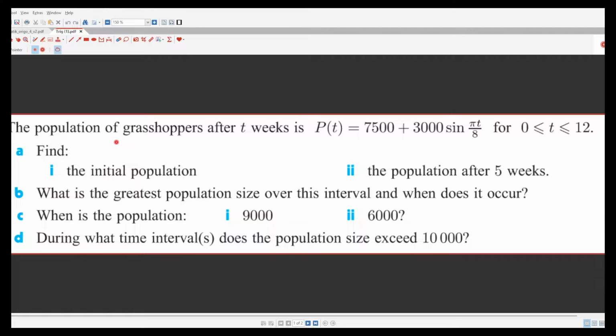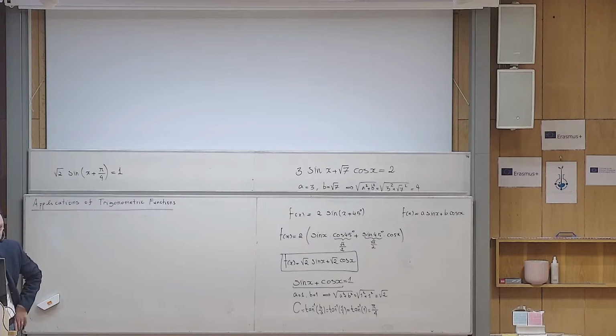The population of grasshoppers after t weeks is P(t) = 7,500 + 3,000 sin(πt/8) for t between 0 and 12. Find the initial population and the population after 5 weeks. Okay. So, I don't feel quite natural about this model.